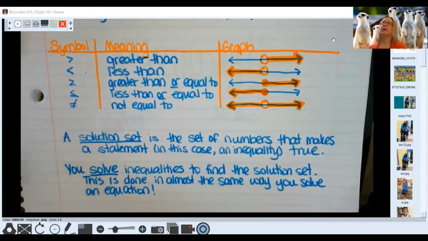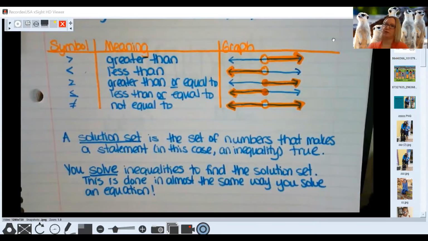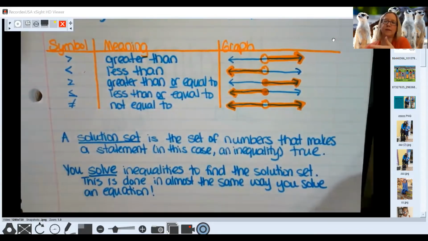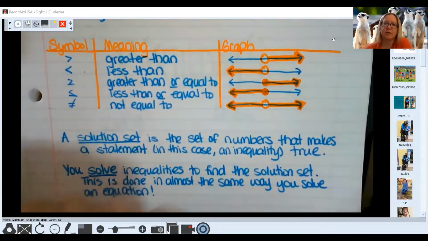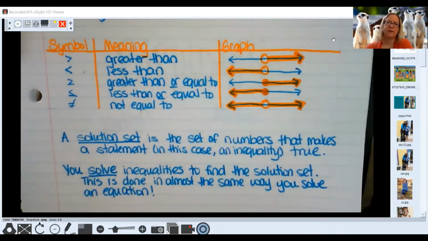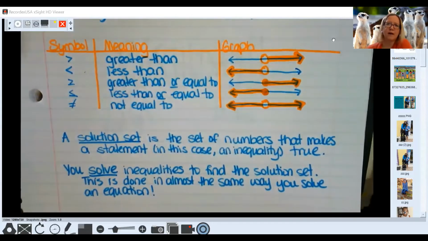Because remember, an example might be x is greater than 3. Well, there's not just one solution to that. If your solution set is x is greater than 3, your solution set is every number greater than 3. So 3.5, 3 1/4, 4, 5, 6, 1,000,000, 1,700,432.5. A solution set is actually going to be an infinite set of numbers that would make an inequality true. And that's what we're trying to find when we're solving an inequality.